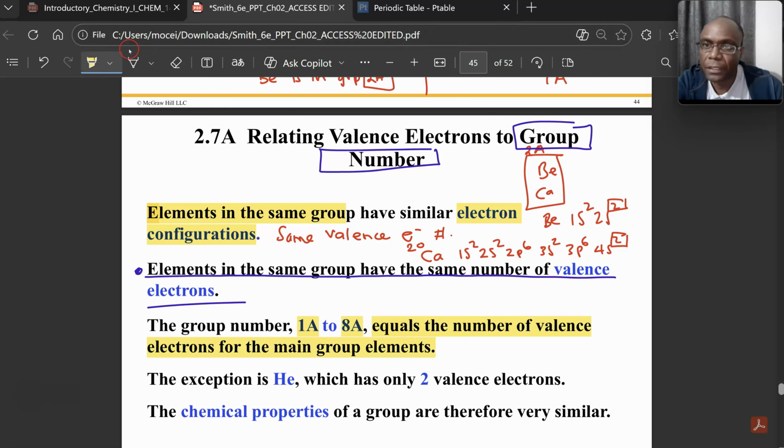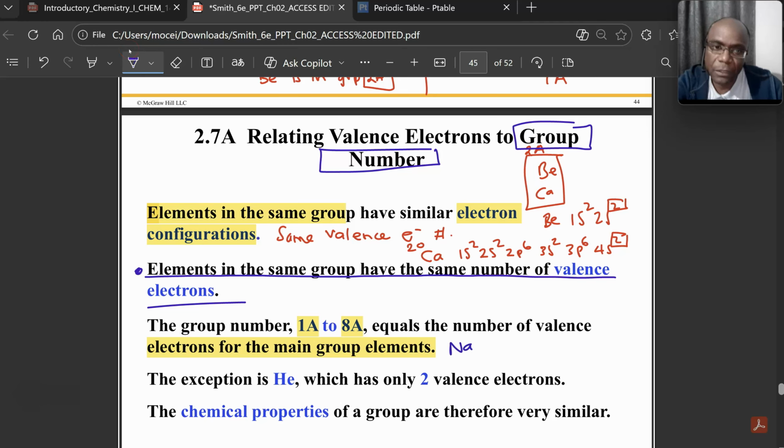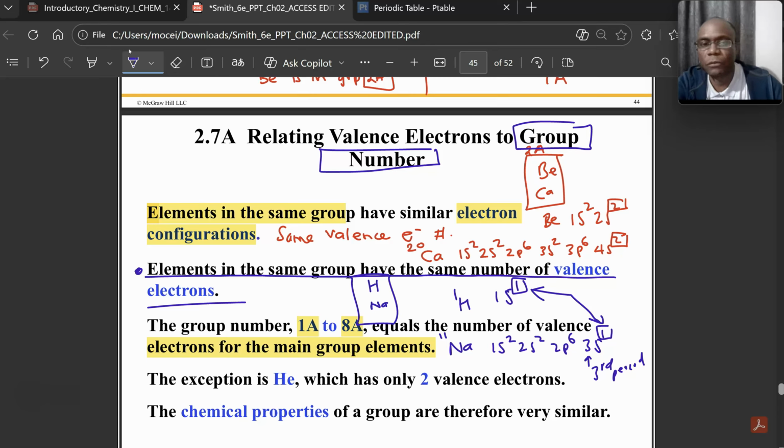Again, if you look at an example like sodium with 11 electrons, it's 1s2, 2s2, 2p6, 3s1. It is in main group 1 and is going to be in the third period. What about hydrogen with 1 electron? It's just 1s1. So again, 1 valence electron. So you expect hydrogen and sodium to be in the same column or group in the periodic table.